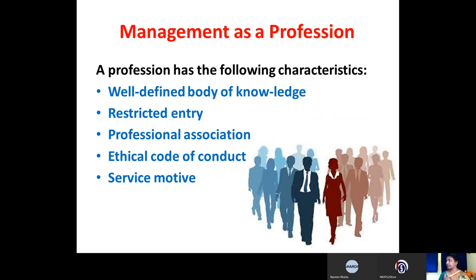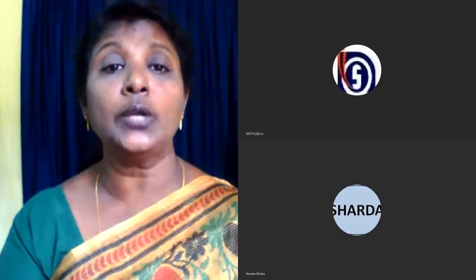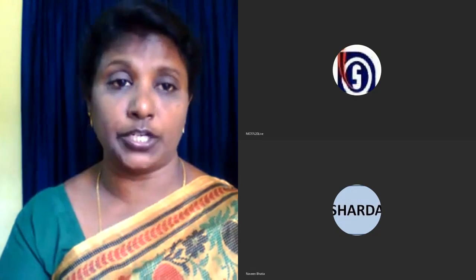Okay, students. The meaning of restricted entry is all cannot become a professional. All cannot become a doctor. So how will you restrict the entry? You understand that you have to write the NEET examination and get in with the necessary marks in order to study your MBBS to become a doctor. So there will be restricted entry when you are going to talk about a profession.